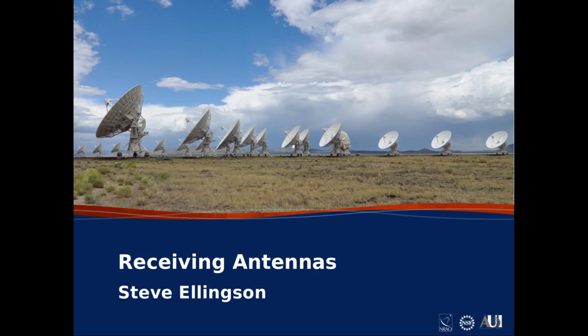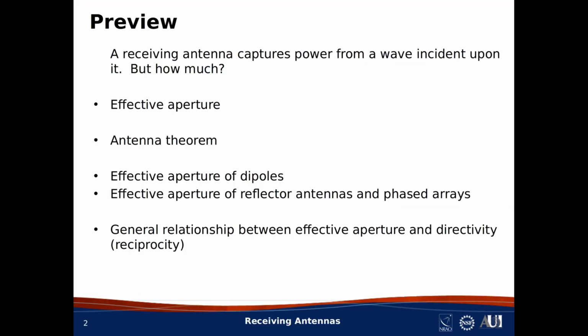Hi, and welcome to this lesson on receiving antennas. The first component in a receiver is an antenna. An antenna is used to capture power from a wave incident upon it. Now the question is, how much power is captured?